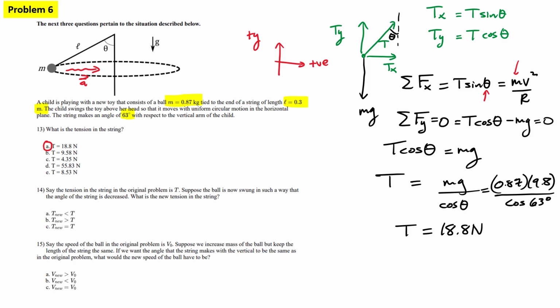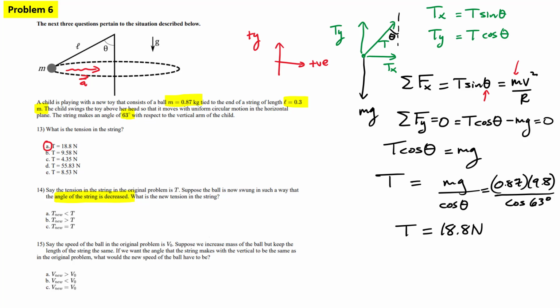It says, say the tension in the string in the original problem is T, our 18.8. Suppose the ball is now swung in such a way that the angle decreases. Let me highlight that. So the angle of the string decreases. So it's going to be in a smaller circle, right? The radius of the circle is going to decrease in that case. The problem is, what is the new tension in the string?